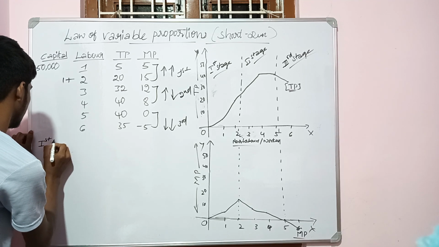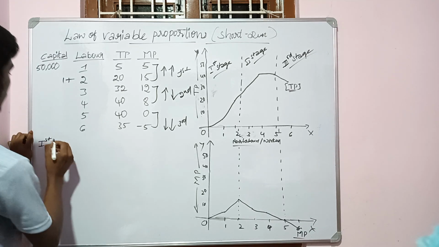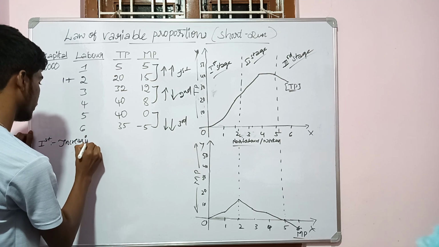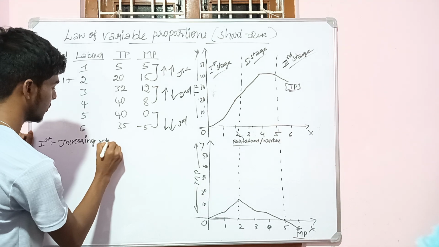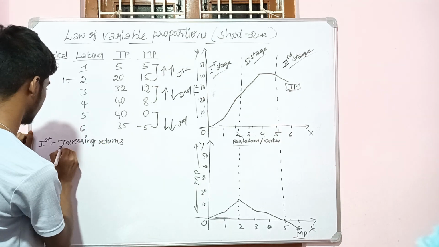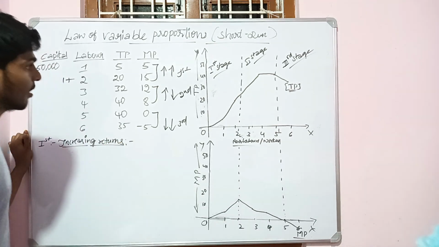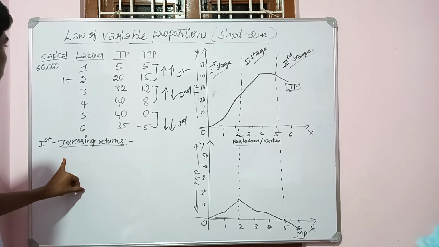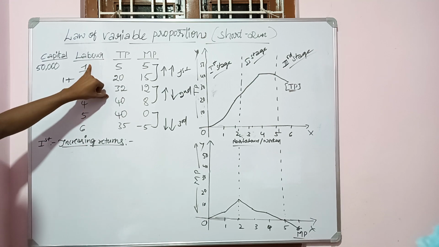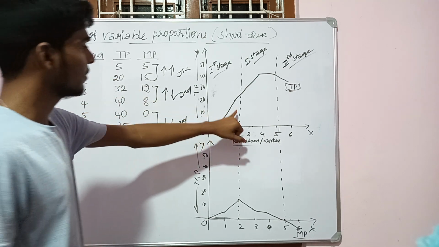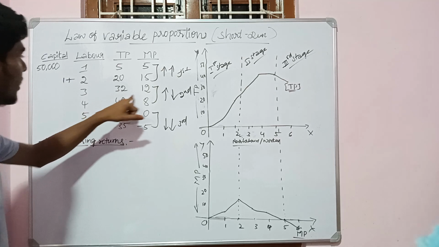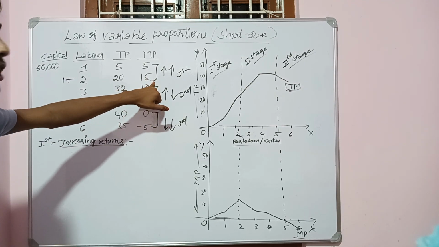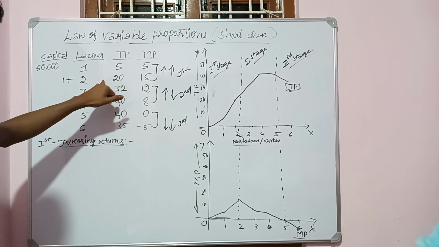First stage. This is the stage of increasing returns. Here, when the labors are increasing till a certain period of time, the output will be increasing. The output of production process will be increasing.